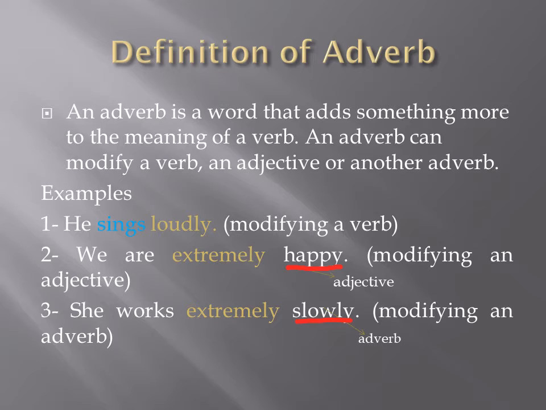Number 3. She works extremely slowly. In this sentence, extremely is an adverb, but slowly is also an adverb. Slowly is telling us that the girl works slowly. But if we put another adverb with it, that is extremely, that adverb is intensifying the action. She is extremely slow in her work. So in this way, adverbs not only modify a verb, they also modify an adjective or another adverb.